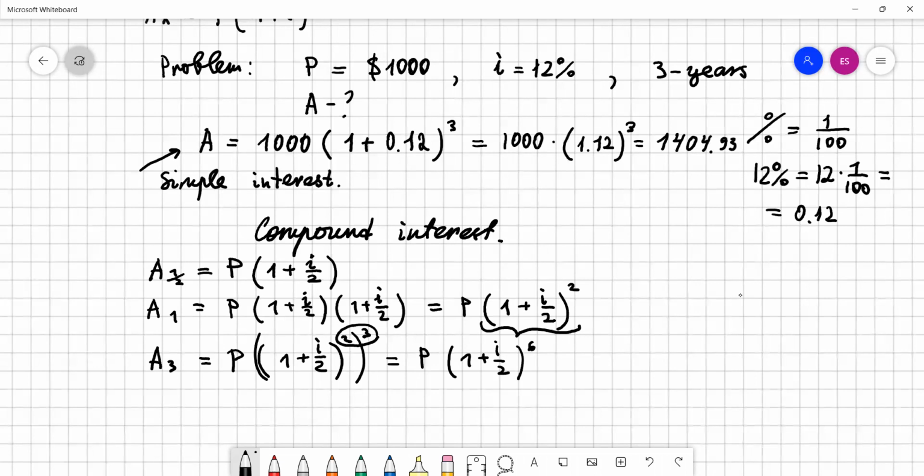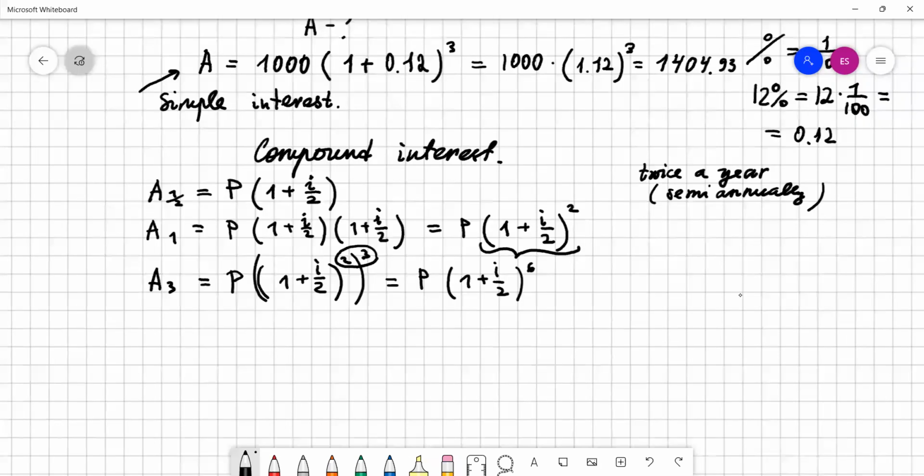I'm going to calculate what I will have with the same problem where I was doing simple interest, and see how much bigger it's going to be with compound interest. And again, here we combine interest twice a year, so it's semi-annually. Again, this denominator depends on how many times a year you combine it. So if you combine it 4 times a year, you divide the percentage rate by 4. If you combine it every quarter, you get a quarter of the percentage rate.